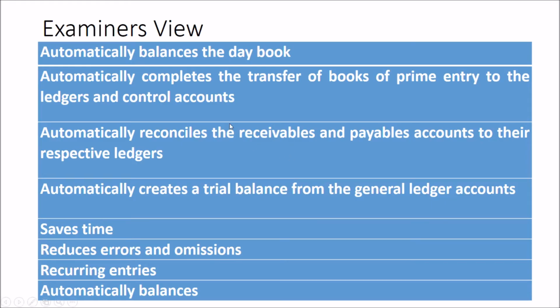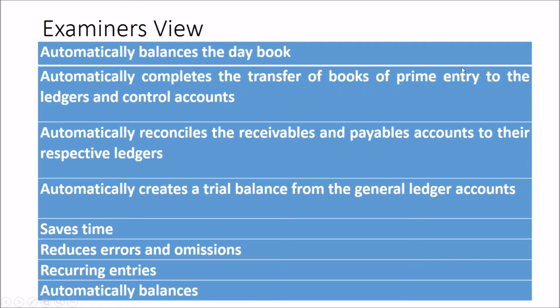So here's the examiner's view of the advantages of digital systems. It automatically balances the daybook. So okay, it can add. Yeah, okay. It automatically completes the transfer of books of prime entry to the ledgers and control accounts. So yeah, it can add and it can transfer data accurately. So it won't have any transposition errors, which is possible with a manual system. So it saves time here. You'd have to add that up. The computer's going to do that instantaneously. It's not going to make any errors when it's transferring to the ledgers and the control accounts.